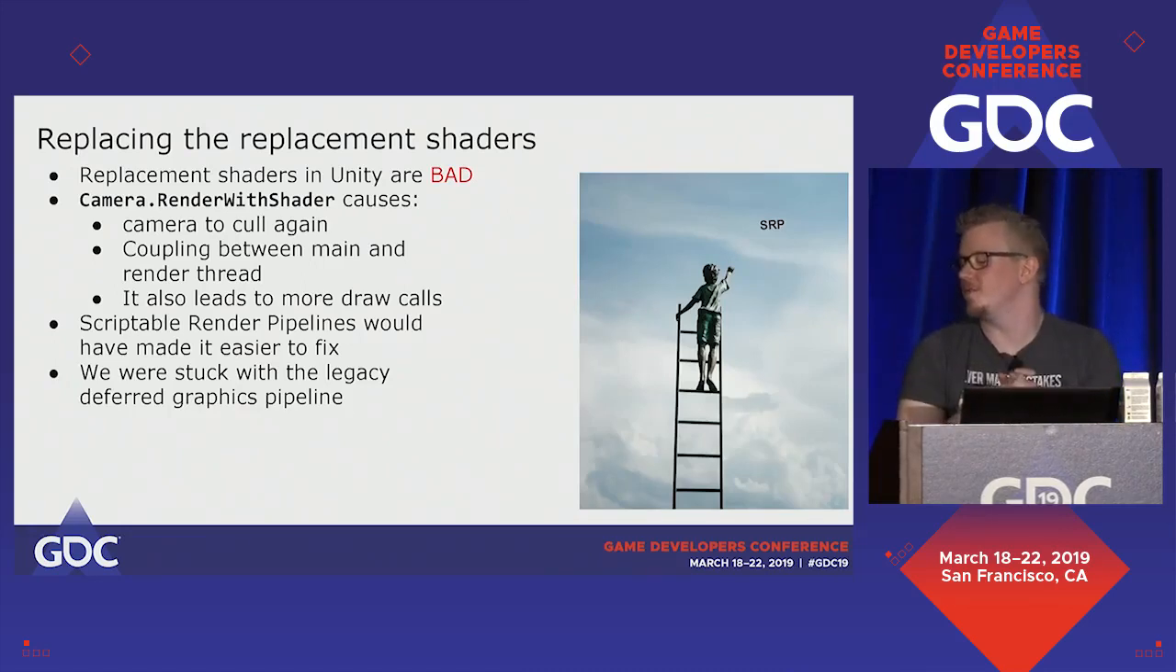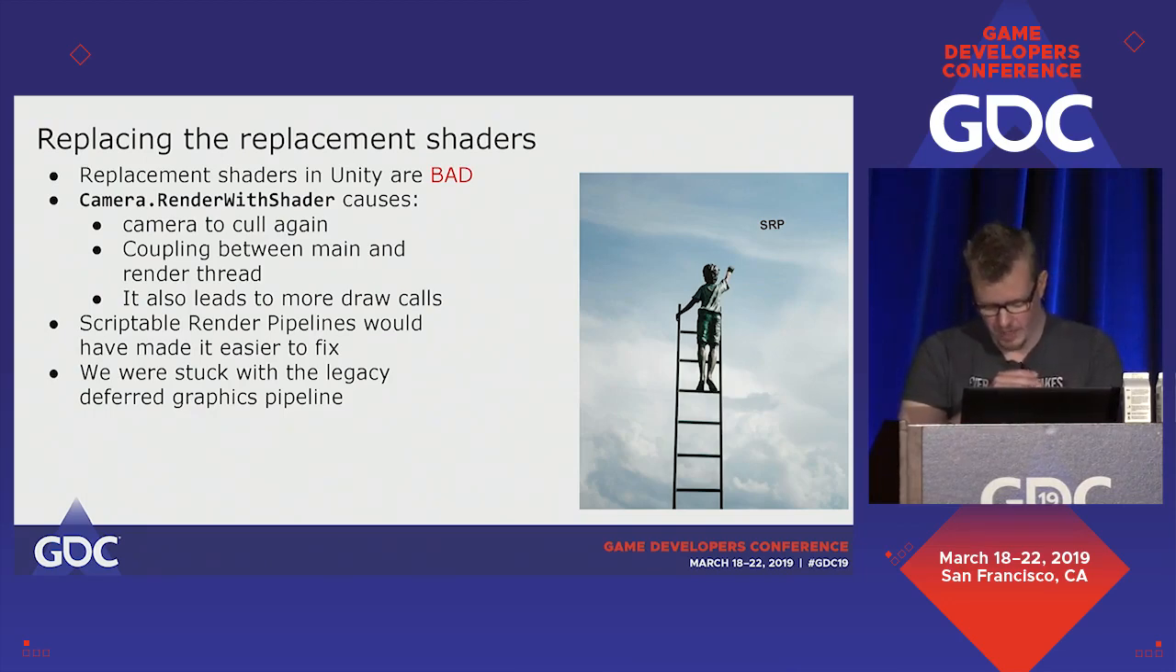Scriptable render pipelines was starting to get previewed during the production of 11.11, and I wish we could have switched over to it, but it was still an experimental feature. So originally, we were generating the brush map buffer with replacement shaders, and they are terrible. They basically cause the camera to cull again, and you end up with more draw calls, and you also end up causing coupling with the main thread.